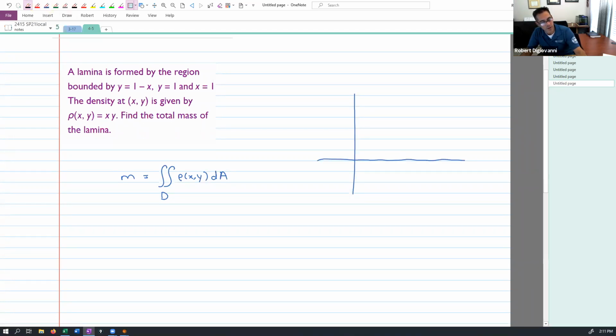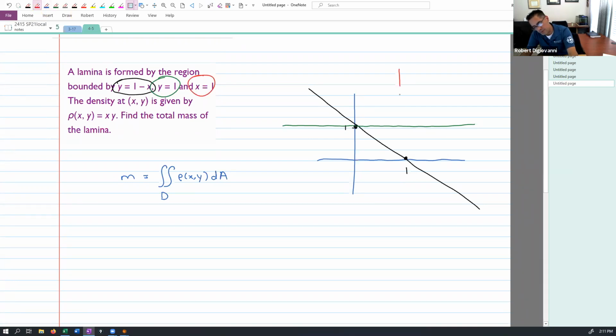All right, let's start with y equals 1 minus x. Let's say that's 1 unit up. This is a line that has a slope of -1, so it goes down like that, and that's also 1. Then I have y equals 1, which looks like this. And then I have x equals 1, which looks like this. And so the region we're talking about is this region in here. So that's my lamina.